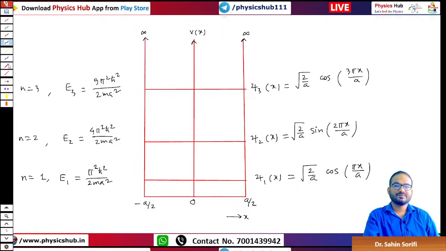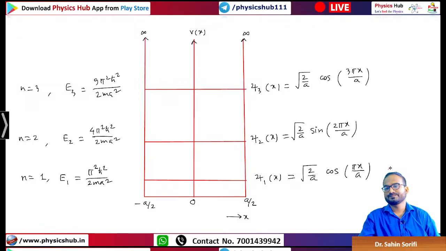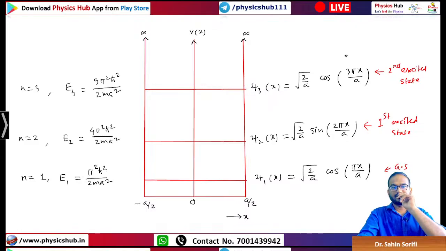So you can see this is your ground state, this is your first excited state, and this is your second excited state, and so on. If you go for n equals 4, you will get the third excited state. Now you see cos pi x by a. So previously also we have got something like this.